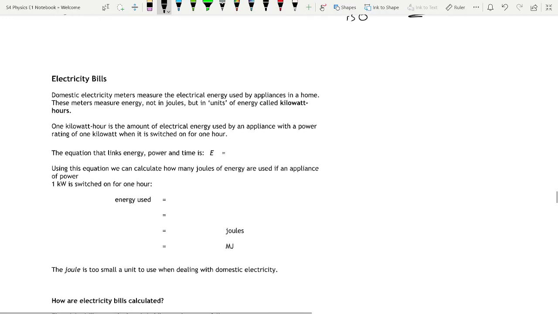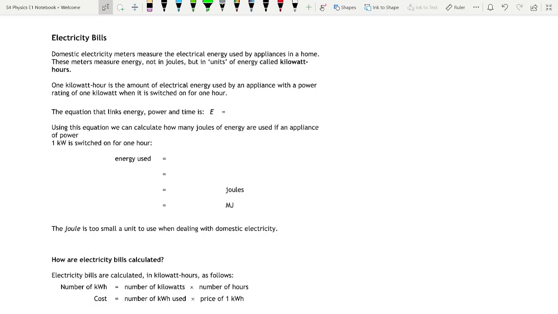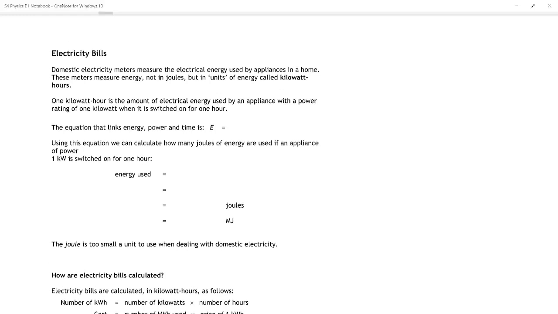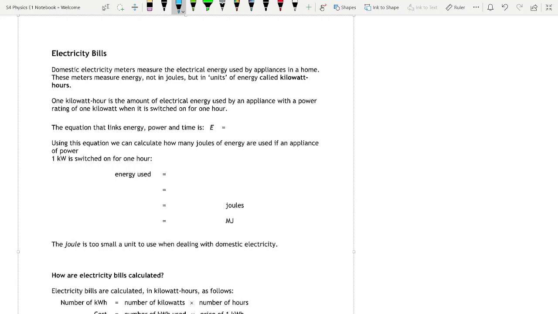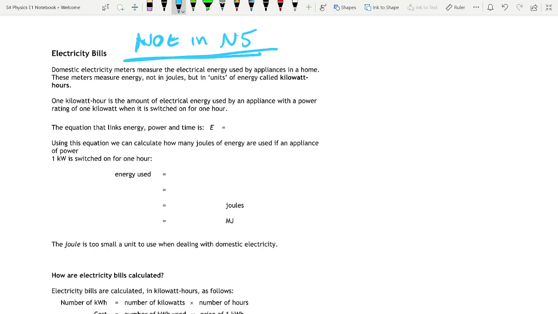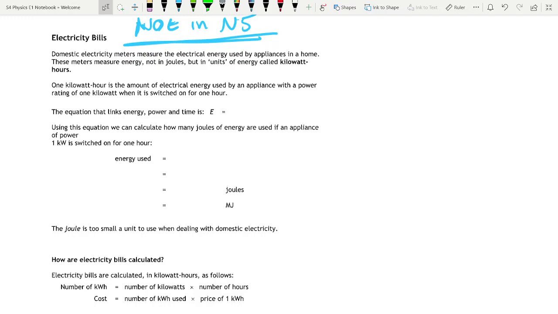But I just want to go through this electricity bills, a couple of pages here. Now I want you to write at the top, these are not in the course. So you don't need to know how to do these, okay? So not in National 5, okay? So I don't need to worry too much about these because it does get a little bit confusing sometimes and it's quite an old-fashioned way of using physics. So how do you calculate electricity bills? It is quite interesting to know, and sometimes you can have a look at your electricity bills that are sent to your house and you can see where they get it from.